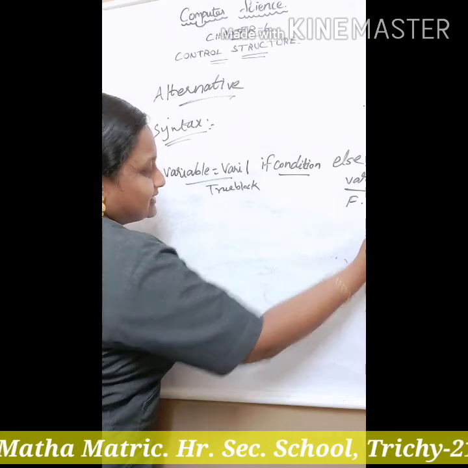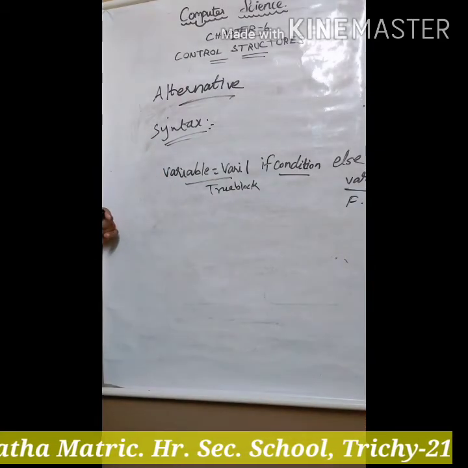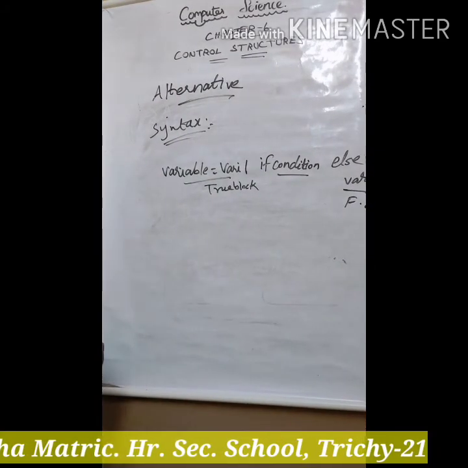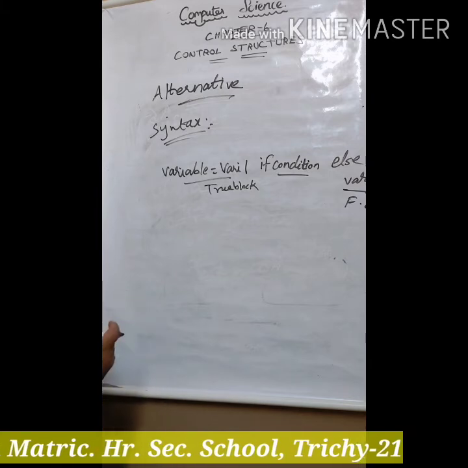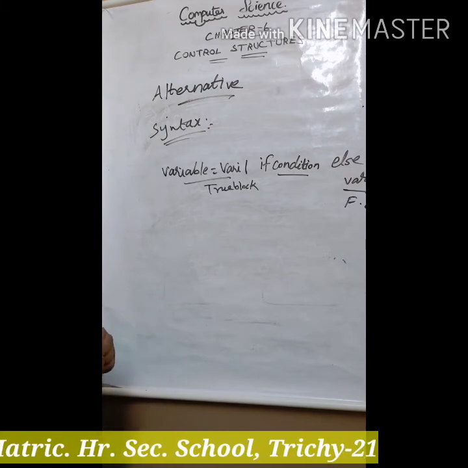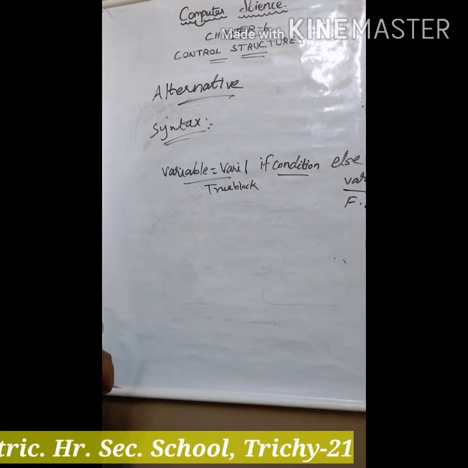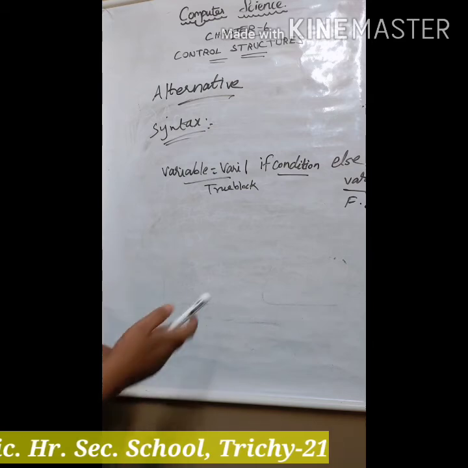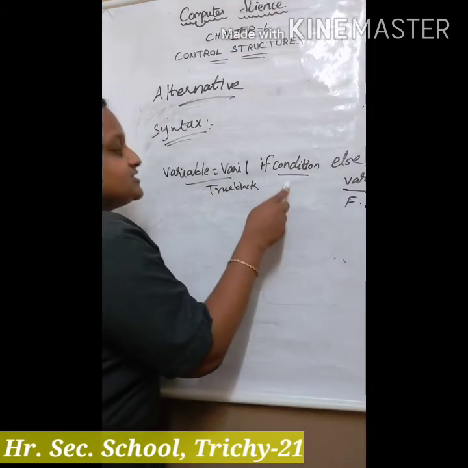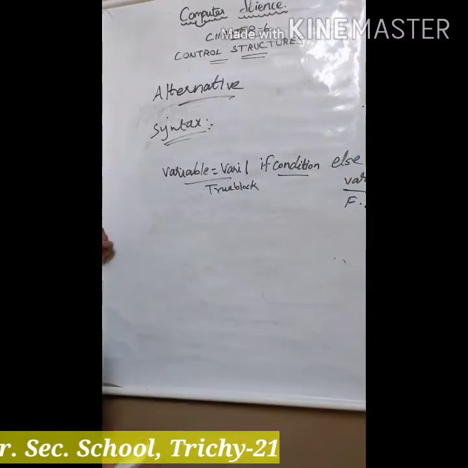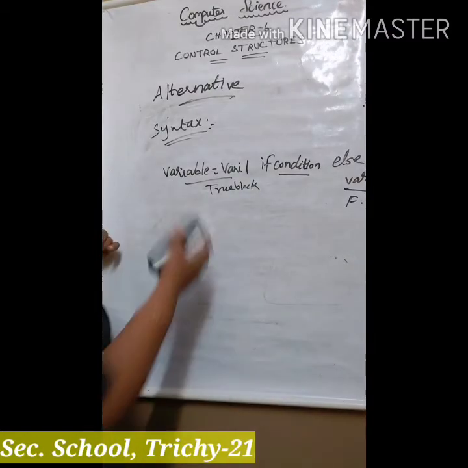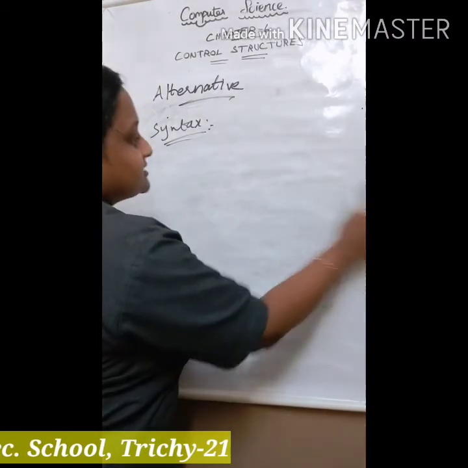Already we studied this. Can you remember, students? Very good. So this is another method, the conditional operator. What is a conditional operator? Check the condition. If the condition is true, it displays the true block, and if the condition is false, it produces the false block. Now we'll write one simple example for this method.